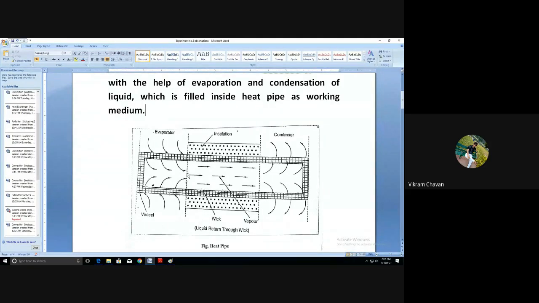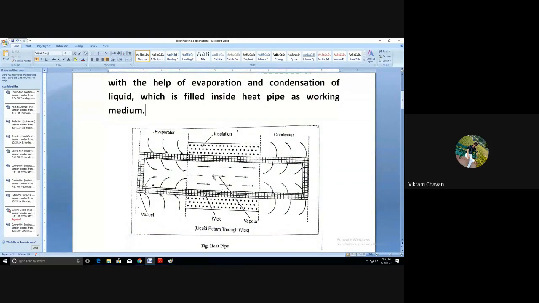Now, before filling the liquid inside the pipe, a vacuum is created first inside the pipe, and then the working fluid is filled inside the heat pipe, and then the heat pipe is sealed from both sides. So this is about the evaporative section and the condenser section. Now the middle portion remains, between the evaporative section and the condenser section.